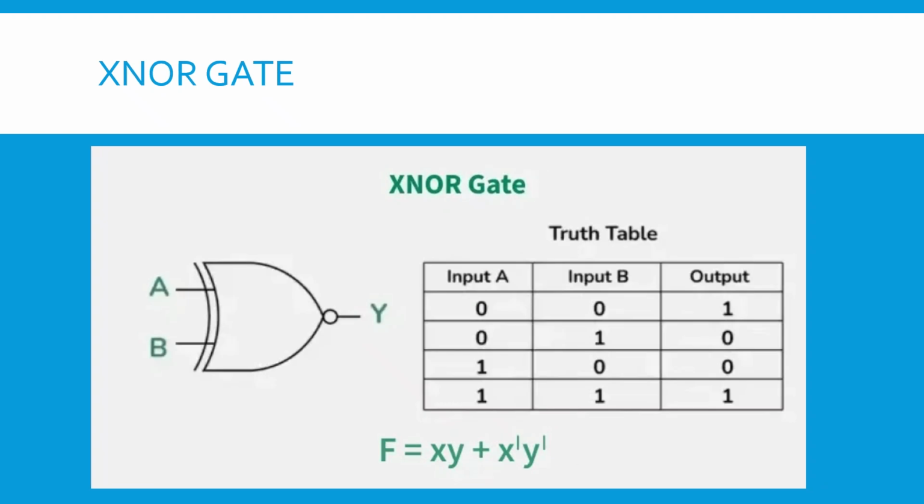XNOR gate, or exclusive NOR gate, is the exact opposite of what the XOR gate does. That is, its output is high only when the inputs are similar, and when the inputs are dissimilar, the output is 0. And it can take only two inputs at a time, giving one output. Both XOR and XNOR gates can take only two inputs at a time.